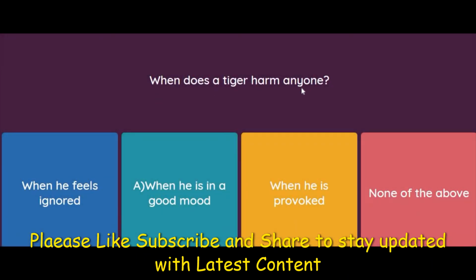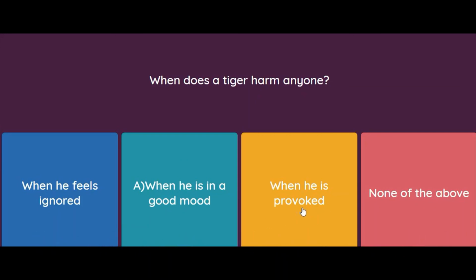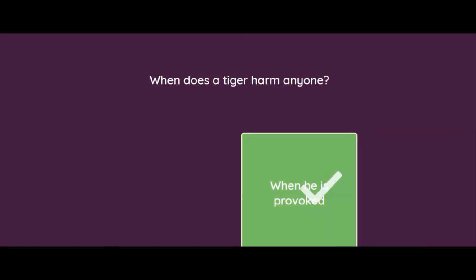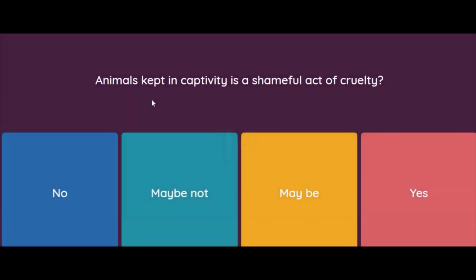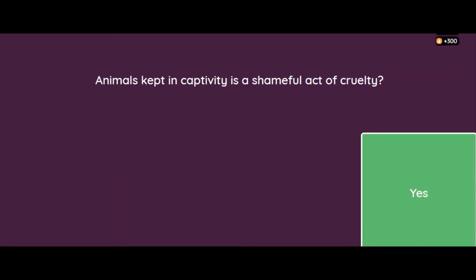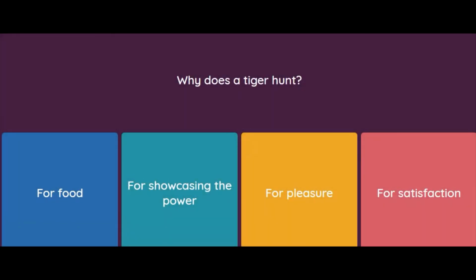When does a tiger harm anyone? When he feels ignored, when he's in a good mood, when he's provoked, or none of the above. So children, again an easy one. We know tiger does not harm anyone unless he is provoked. So when he is provoked, he can harm anyone. Animals kept in captivity is a shameful act of cruelty. Yes, no, maybe, maybe not. Answer is yes, it's an act of cruelty. This brings us to the last question of part 3, children.